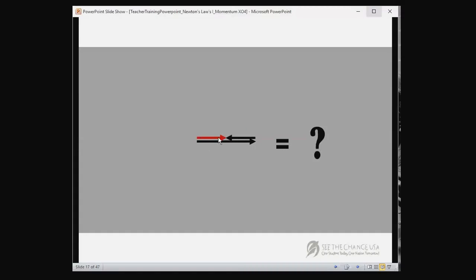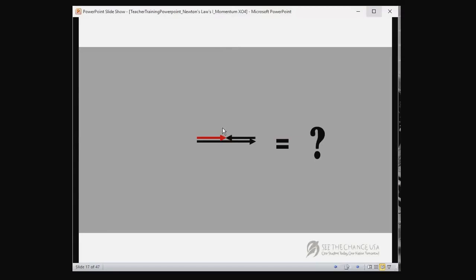Notice, if we wanted to know what the length of this vector is, we would take the long vector and subtract the short vector, and our resultant vector will point in the direction of the longer vector. So whenever we're dealing with vectors that are pointing in the same direction or in opposite directions, it becomes an addition or a subtraction problem.